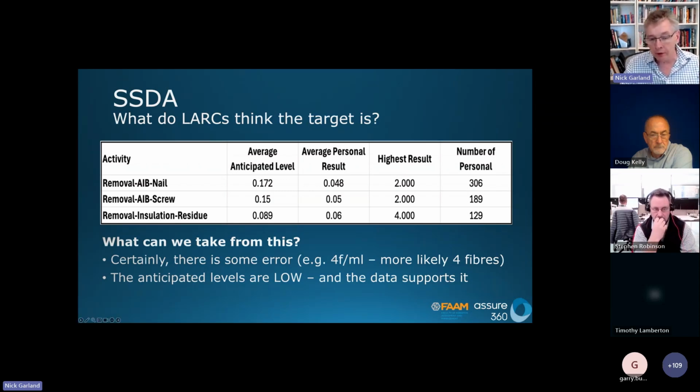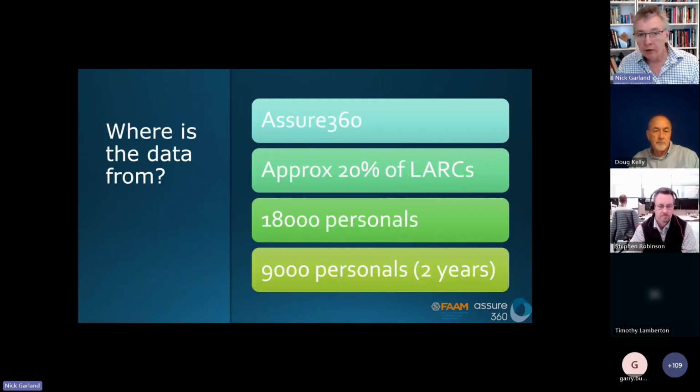But the other thing we can take from this is the anticipated levels are very, very low. And there is quite a bit of data to support this assumption. So where's this data coming from?